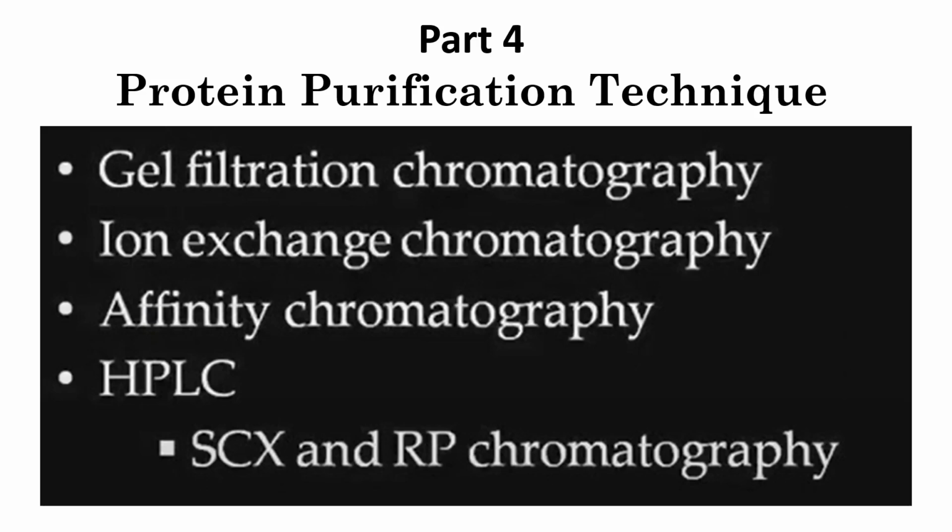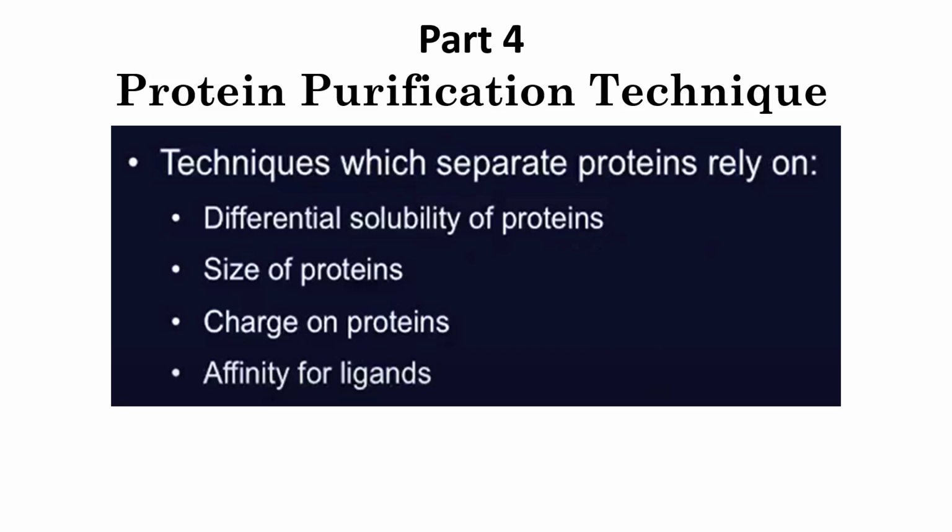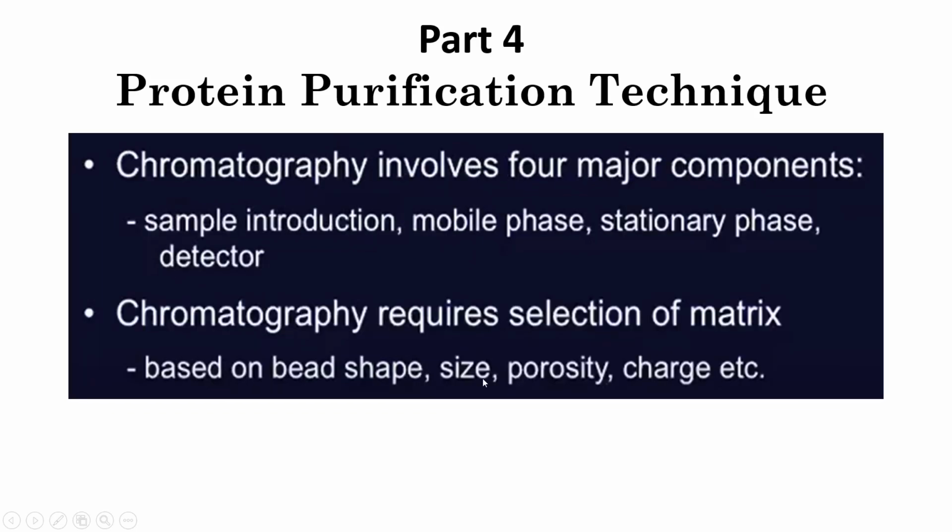And HPLC depends upon the type of column you are using and the type of mobile phase you are using, basically the stationary phase and the mobile phase. If you have a polar mobile phase, then polar molecules will come out first. If you have a non-polar mobile phase, then your non-polar ones will come out first. Depending upon that, that's how HPLC will work. Then, as we said, the techniques rely on differential solubility, size of proteins, charge on proteins, and affinity for ligands. That's what I just discussed. And also depending upon mobile phases, stationary phases, etc.